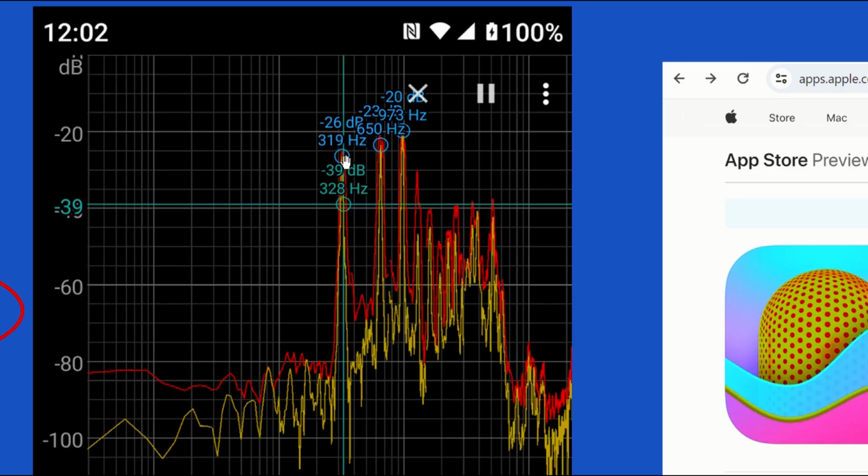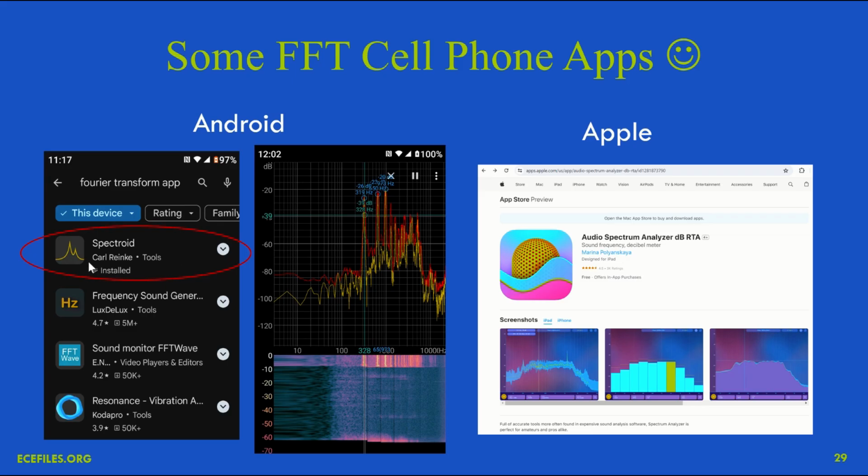This was me trying to hit the 330 hertz E that we had on the guitar. Looks like I hit 319 hertz. Not horrible, I guess. I did try to find this on the Apple Store and I couldn't find it. So I found this one, but I know nothing about it. Looks like maybe down here it's got an FFT similar to the Spectroid.